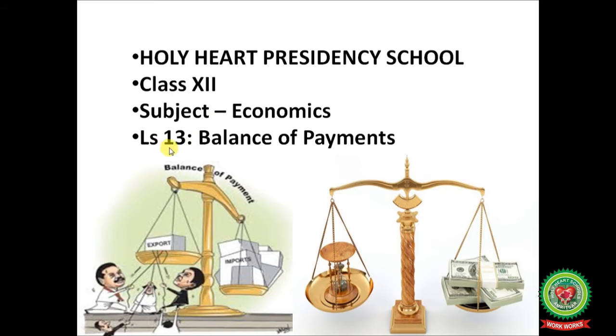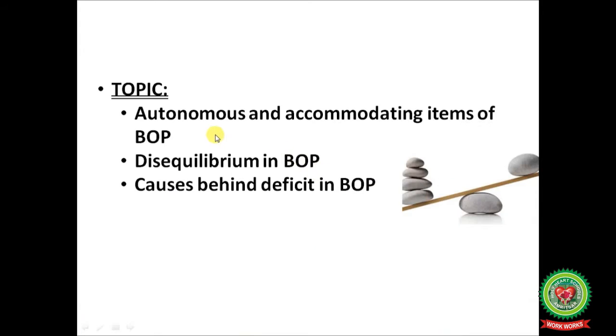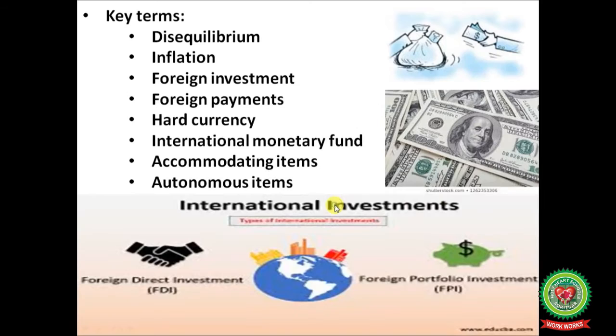As we were working with lesson number 13, balance of payment. Yesterday we discussed the meaning of balance of payment and its components. Our today's topic is autonomous and accommodating items of balance of payment, disequilibrium in balance of payment and causes behind deficit in balance of payment.